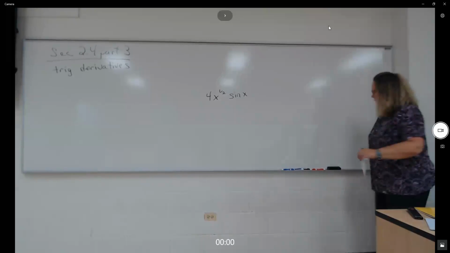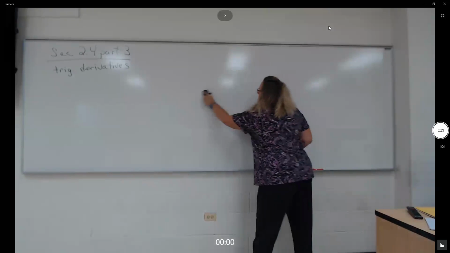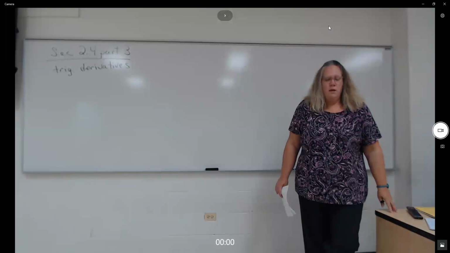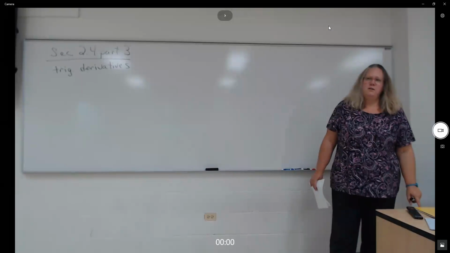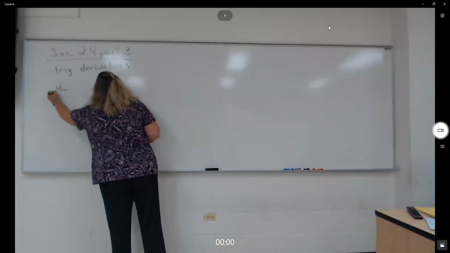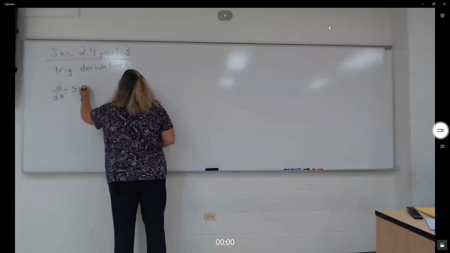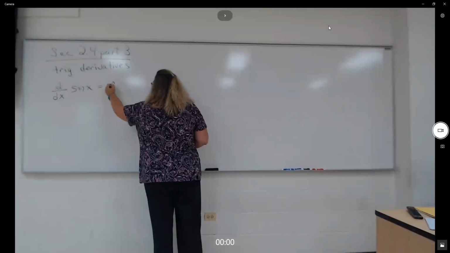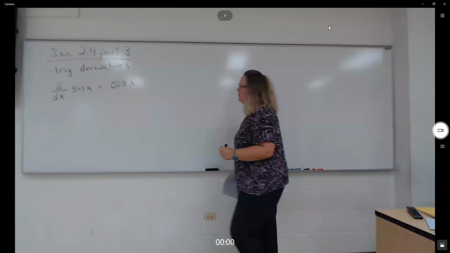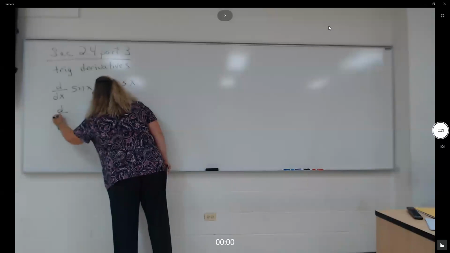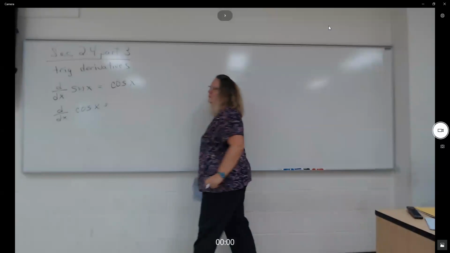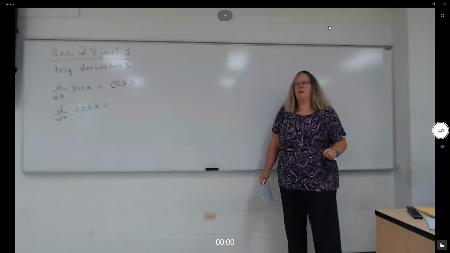Right, so section 2.4, part 3, the last part. Do we know how many trig functions there are? 6, okay? The only ones you're going to have to remember are the ones we've talked about. So the derivative of sine is cosine. And then the derivative of cosine is, do you remember? Negative sine.